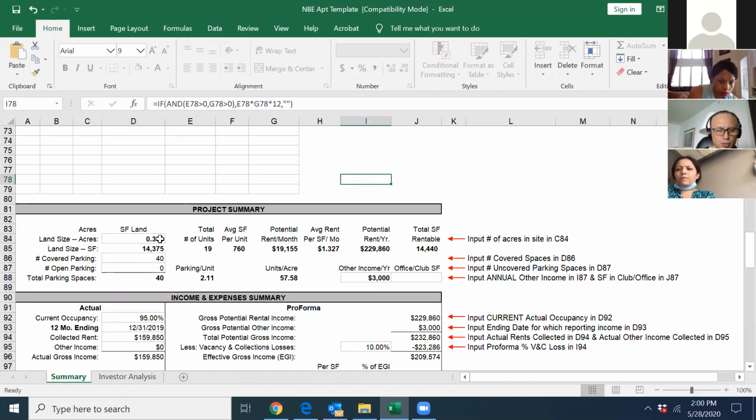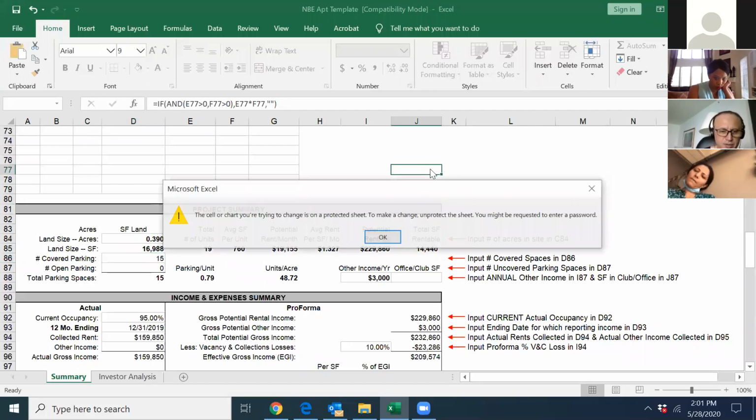See, now it's 14,000. I want to get to 17,000. So I'm going to put 0.36. Okay. Then I'm going to put 0.39. Okay, see, I'm now here at 16,988. That's fine. That's enough. Okay, so I think they have about 15, if I can remember, because they did not put it here.